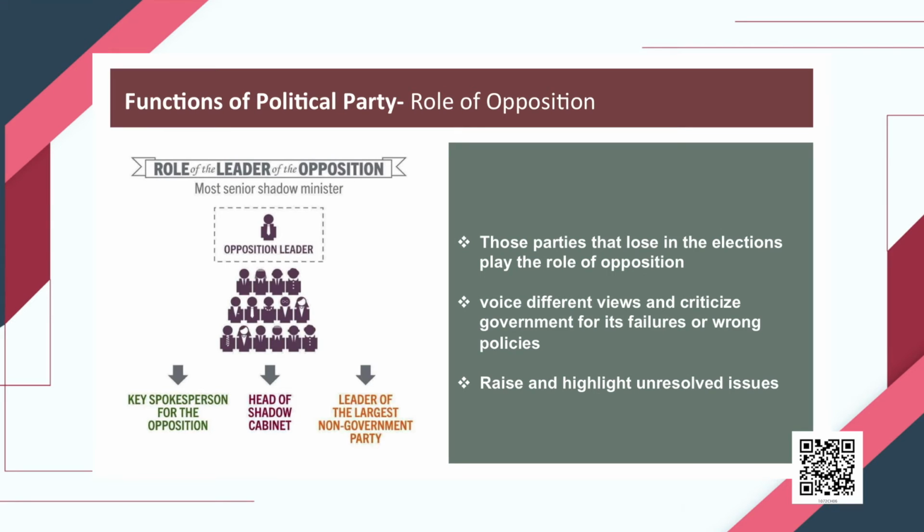Another function of political parties is to work as an opposition party. Those parties that lose in the elections play the role of opposition to the parties in power by voicing different views and criticizing the government for its failures or wrong policies. The opposition's main role is to question the government of the day and hold them accountable. Opposition parties also mobilize opposition to the government.